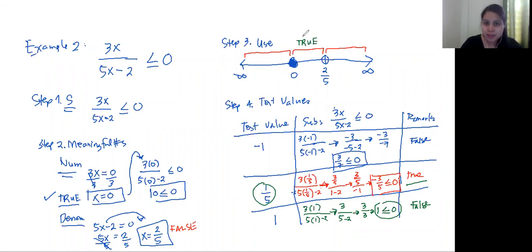So now, let's write our final answer. Step number 5. The interval expressed in interval notation. You see, this is the only true, right? So it says from 0 to 2/5. 0 is shaded, so we use a bracket. 0, comma, up to what number? 2/5. And since 2/5 is unshaded, then we just write a parenthesis.